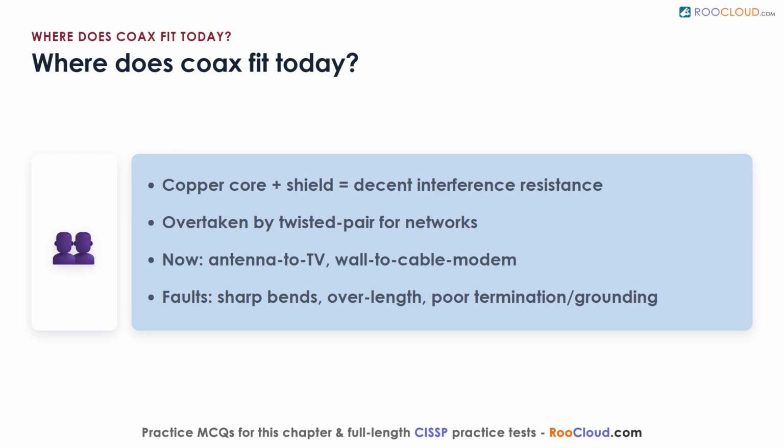Its classic weaknesses were bending it too sharply and breaking the core, running it past its length limit, or failing to terminate and ground it properly. Picture an old garden hose you keep around for one specific outdoor tap, not for daily use.